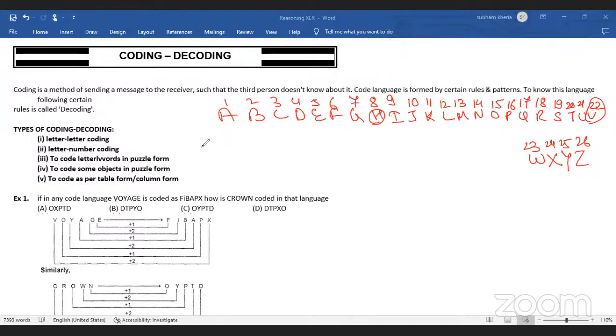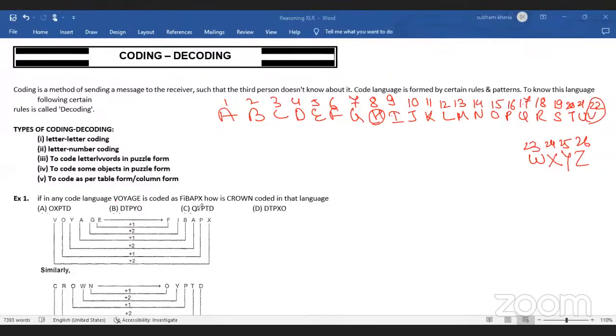Then check O. O is 15 and I is 9. 9 plus 6 is 15. No logic. V is how much? 22. 22 and then 6. Sorry, it was F, right? Yes, F. 6 plus 16 is 22. Again, they are not forming a particular logic.